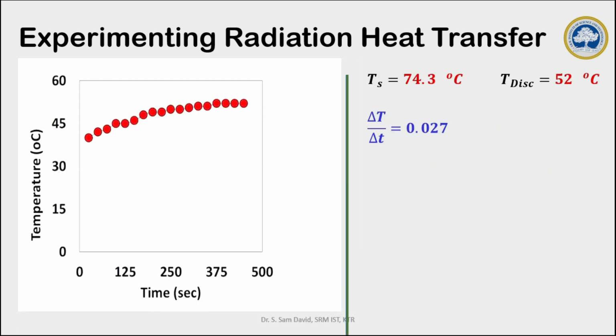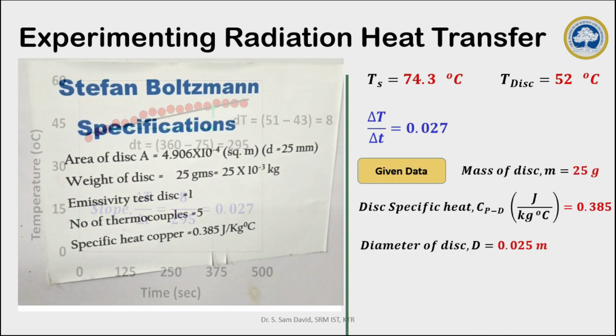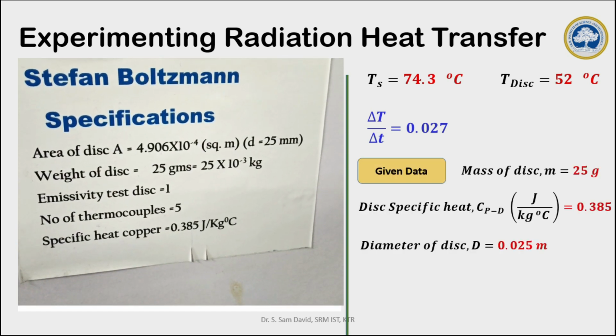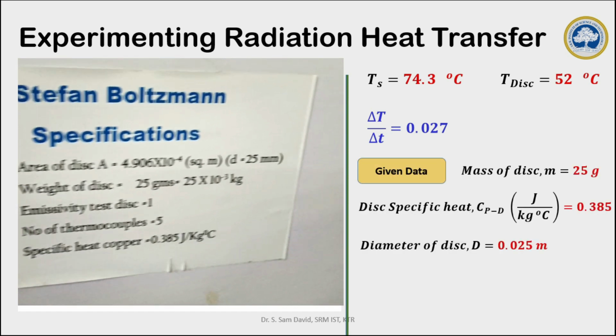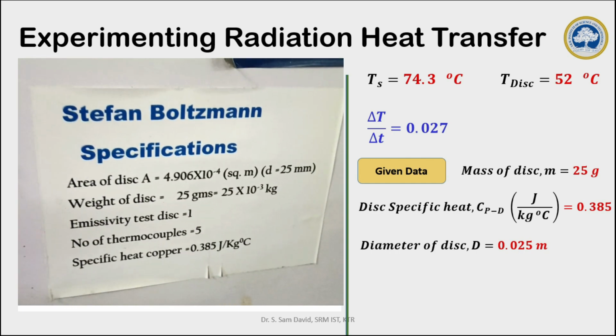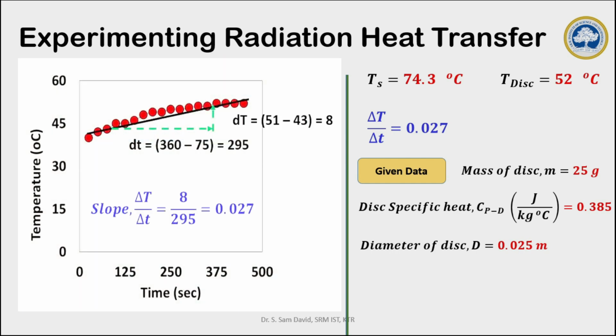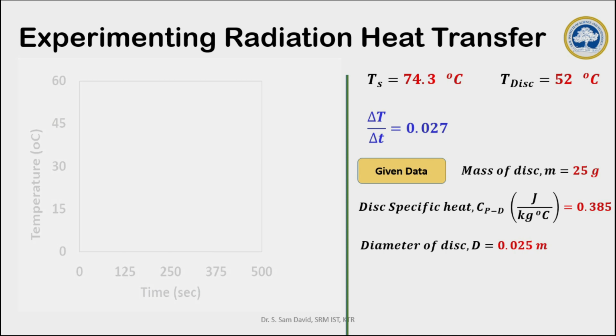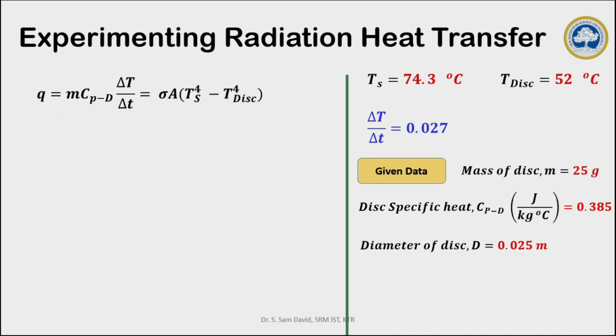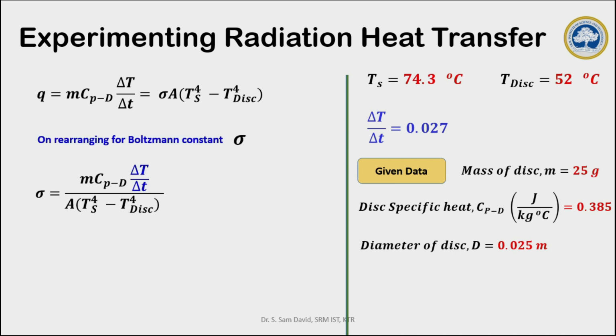These are the values we obtained from the experiment, that is the surface temperature of the hemisphere, then the steady state disk temperature, then the temperature gradient. The given data for this experimental apparatus is the mass of the disk, that is the black body, then the specific heat capacity of the black body, and the diameter of the black body, that is the disk. Now using this formula, we can calculate the Stefan-Boltzmann constant sigma. Hence I am going to rearrange this for obtaining the Stefan-Boltzmann constant.